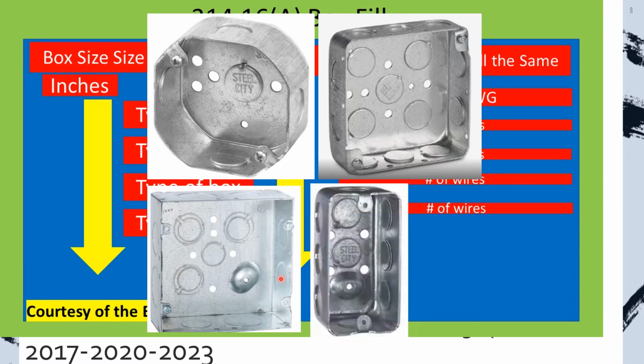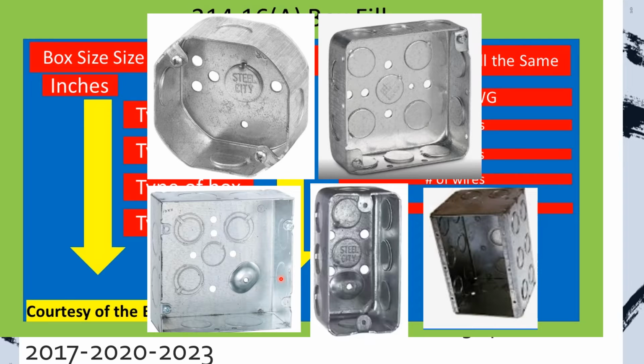Down below there start your device boxes in all different shapes and sizes. Finally, we come to our masonry boxes. Listed below there, you're going to see different types of raised covers, which also give you a little bit more cubic inch volume inside of your box.